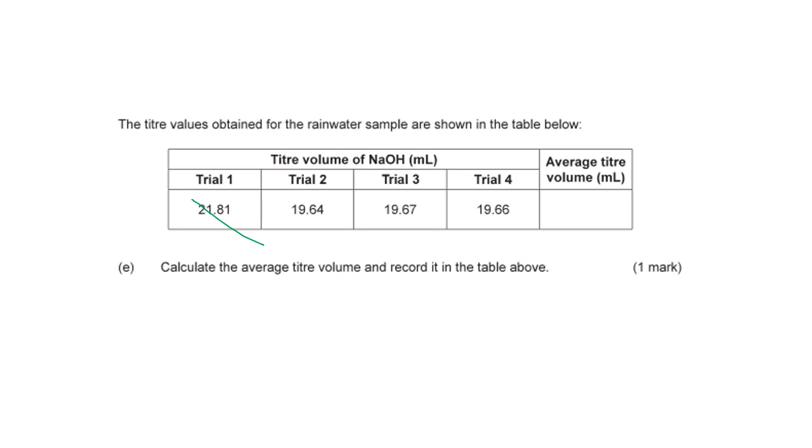We do not want that one. So what comes next? Get the other three values and add them together and divide them by 3. And our titer value is going to be, of course, 19.66 mils.